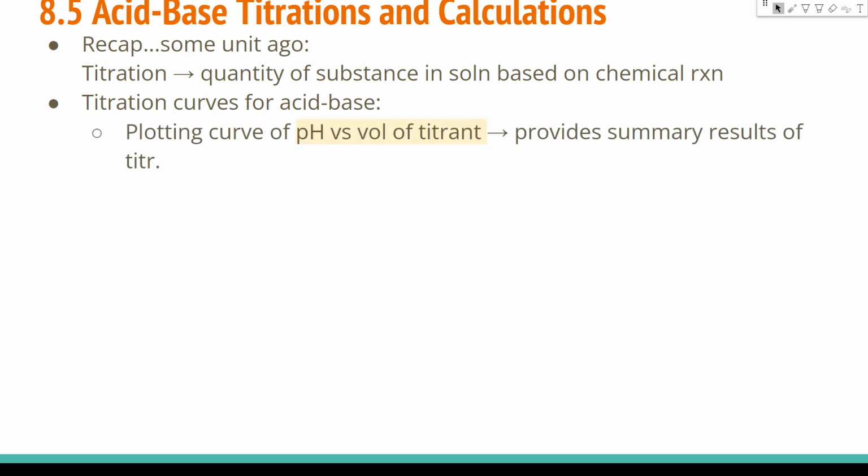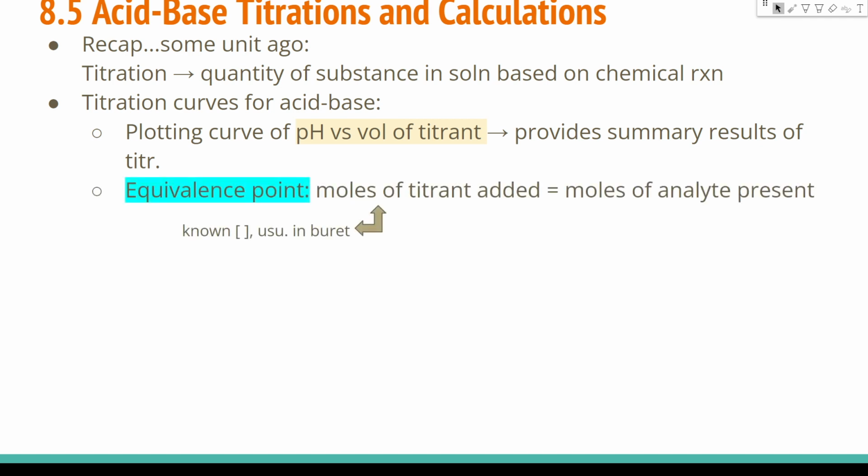We have the pH on one axis and the volume of titrant on the other. And so it's showing how the whole titration works. And so we have something called the equivalence point, and it's when you have the titrant and the analyte being equal to each other in terms of the moles. And the titrant, we know the concentration of it, and that's what's in the burette setup. And then for the moles of the analyte, that's in the flask, that is the unknown concentration.